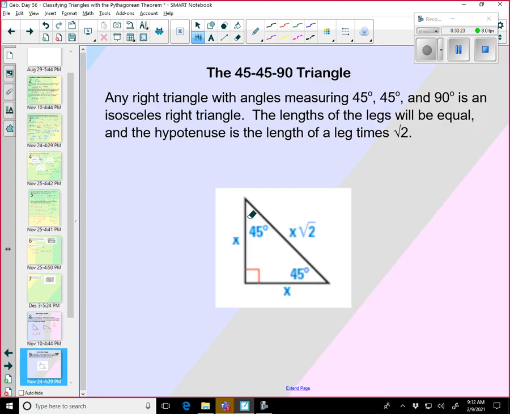We will cover only one of them today, the 45-45-90 triangle. It says that any triangle with angles measuring 45, 45 and 90 is an isosceles right triangle, such that the length of the legs will be equal. Whenever we have 45 and 45, the opposite sides will be equal. These two sides will be equal, and the hypotenuse will be root 2 times this particular leg.